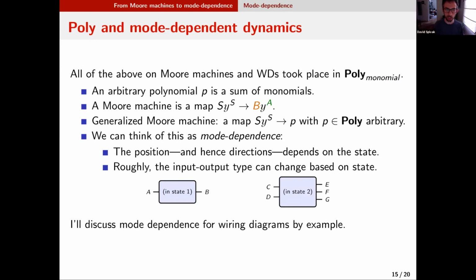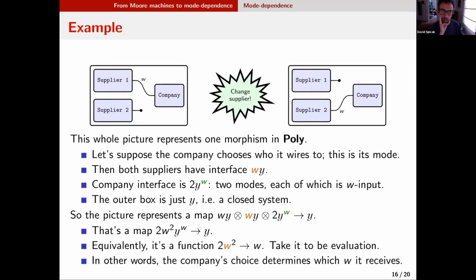And then for wiring diagrams, it looks like this. So imagine you have a company, and based on its choice, it can either receive a widget from supplier 1 or supplier 2. And this whole picture up here is not two different pictures. It's one picture in the sense that it's exactly one map, one morphism in Poly. This whole picture is one morphism in Poly. The two suppliers have interface wy. They only are outputting. The company interface is 2y^w. It's got two modes. We don't really consider them, they're kind of like output, but they're output to the system to decide who to connect to.